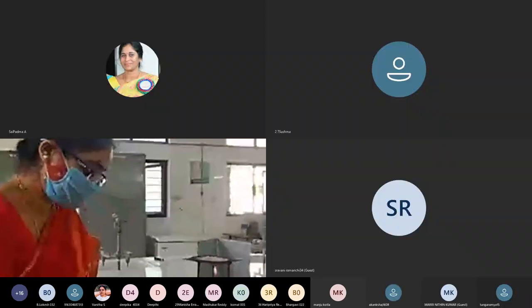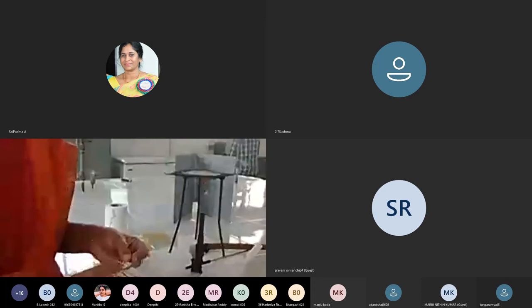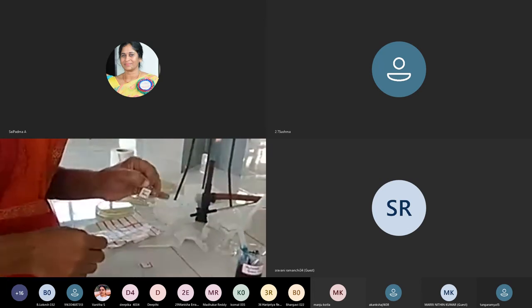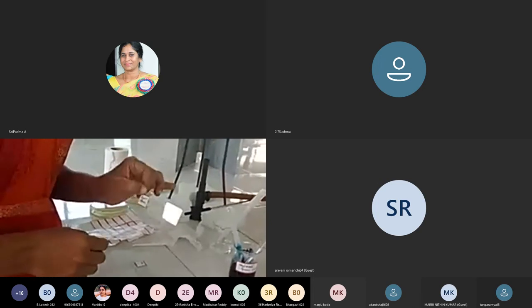So we will do two different types of staining techniques today. The first one is Gram staining. The second one is going to be the spore staining. Accordingly, I have labeled the slides also.